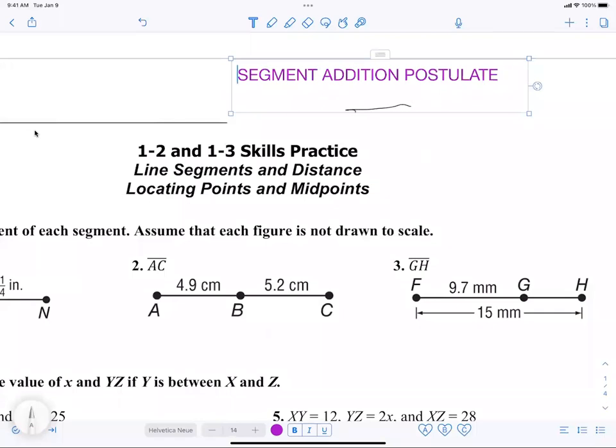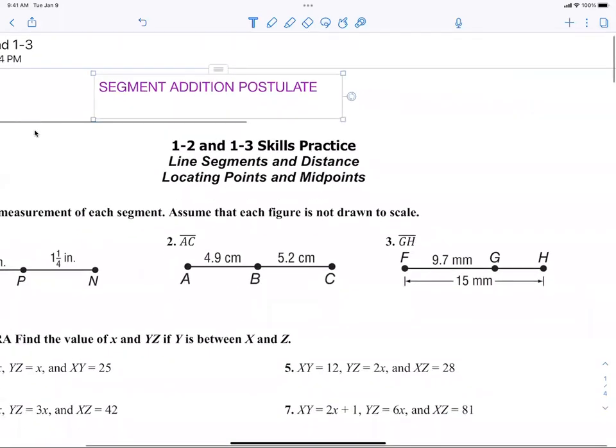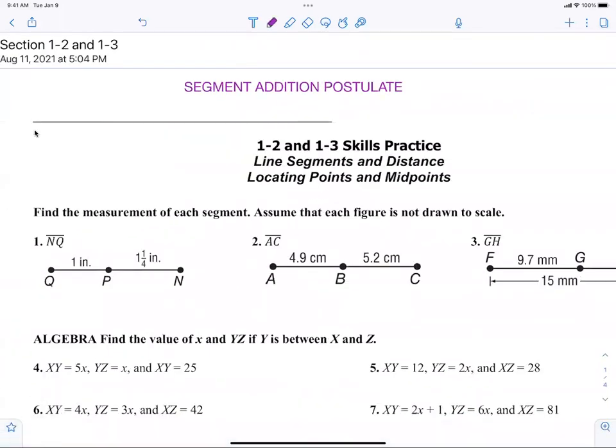For this segment addition postulate, can anybody tell me, who was paying attention yesterday? I said postulates and theorems. What is a postulate? You remember? It can't be proven. Yeah, it can't be proven. You just have to accept it. Now, generally, when they say they can't be proven, what they mean is they've done so many different observations that they just assume that it's true. To me, I found this hard to believe when my geometry teacher told me this is a postulate and we can't prove it.